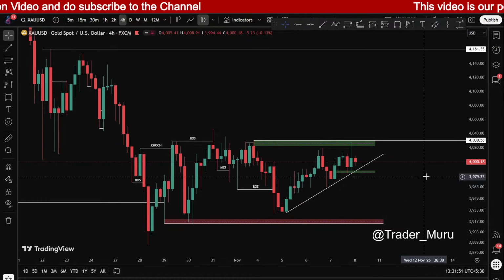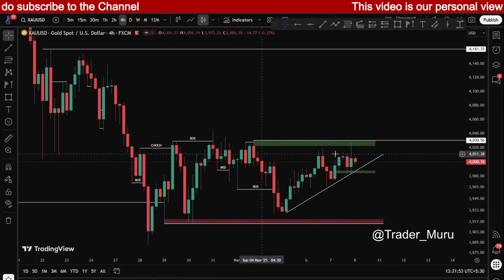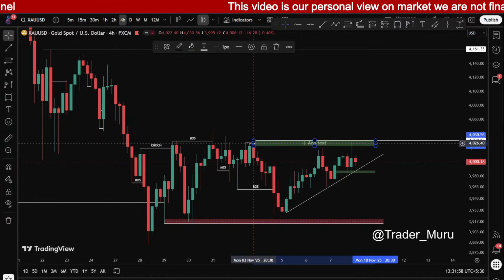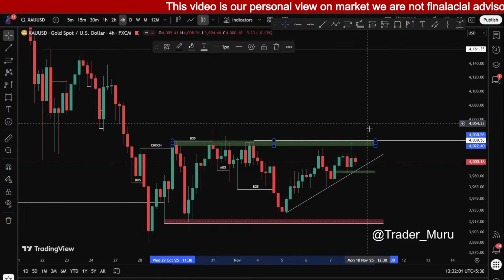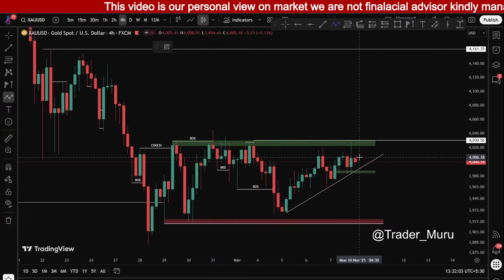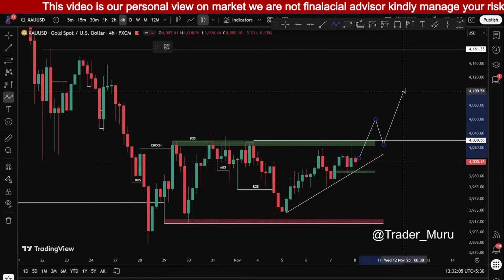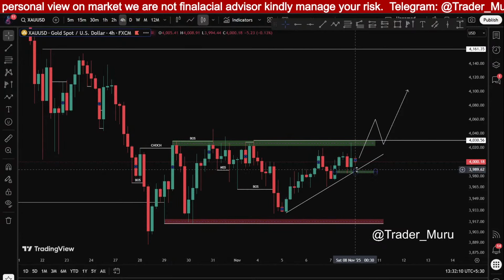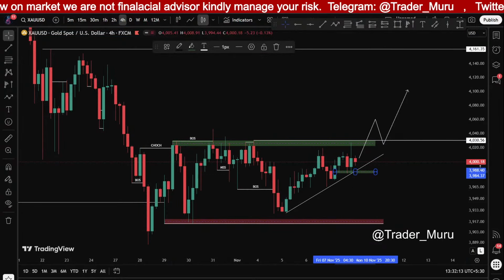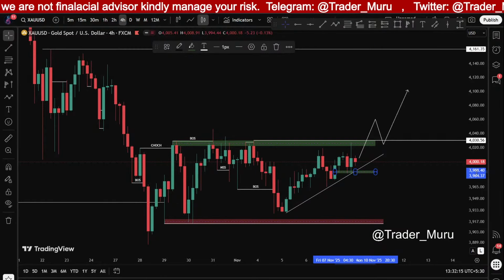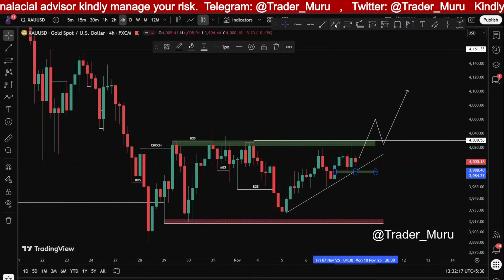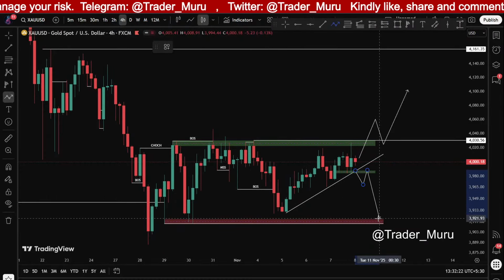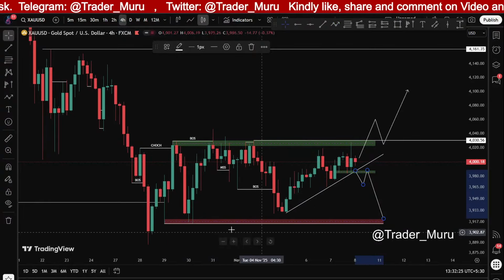Right now gold is still in the range and we have already tapped the range high. So we will wait for it to again break and close a 4-hour candle above it. Then on the retest we can buy. Before that, there is no buy here. And if this area gets broken, near about 3988 to 3984, and price closes a candle below this trend line, on the retest we will be watching for the sell to this range low here.